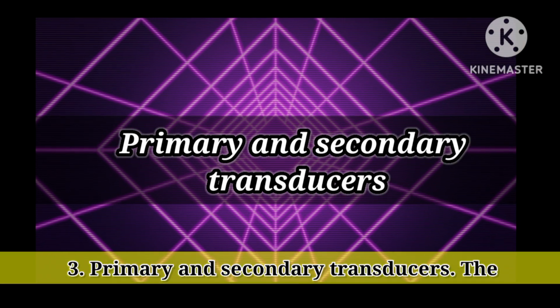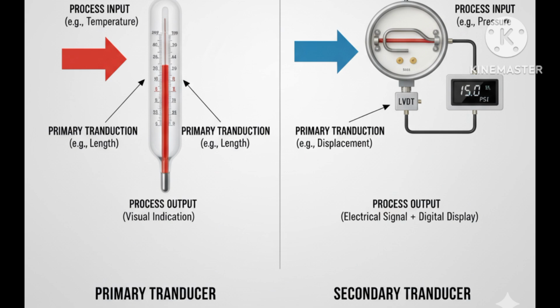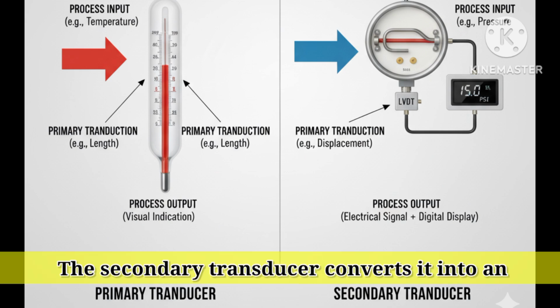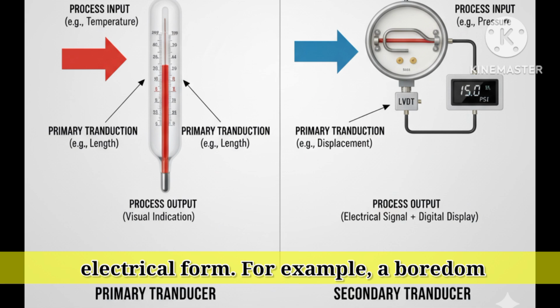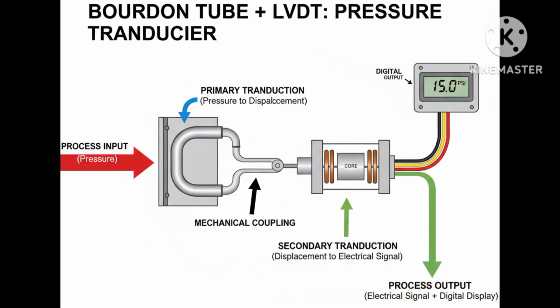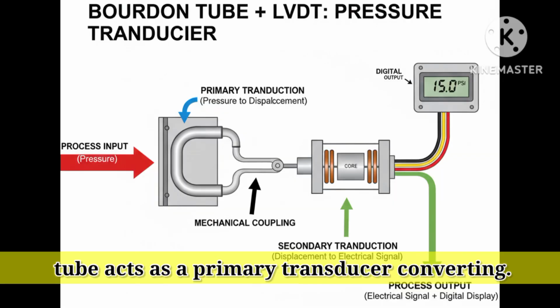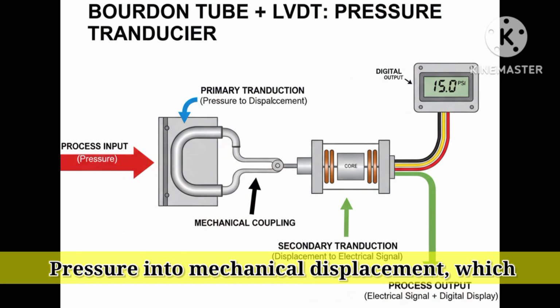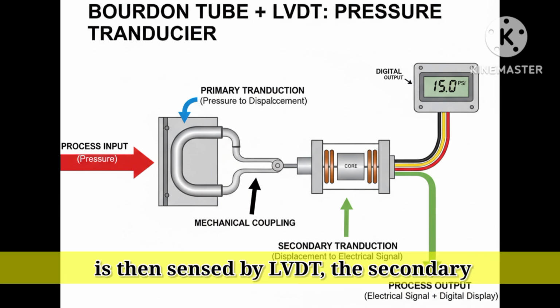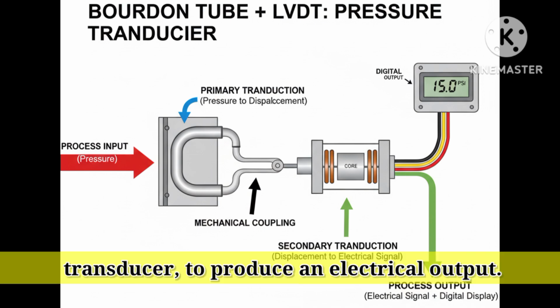3. Primary and secondary transducers. The primary transducer senses the quantity directly. The secondary transducer converts it into an electrical form. For example, a Bourdon tube acts as a primary transducer converting pressure into mechanical displacement, which is then sensed by an LVDT, the secondary transducer, to produce an electrical output.